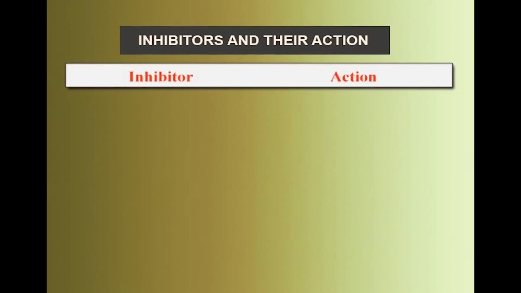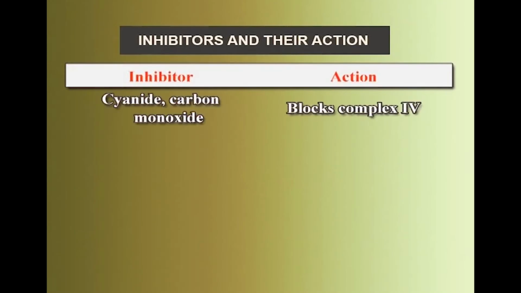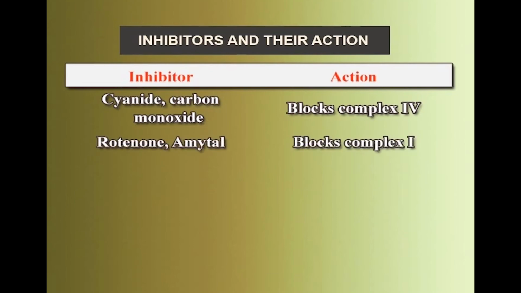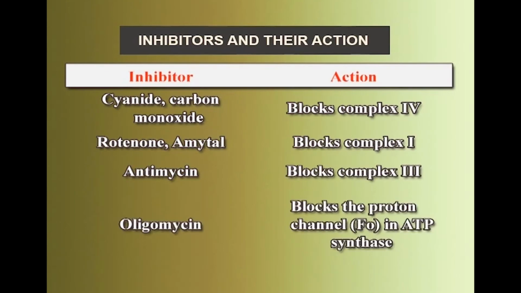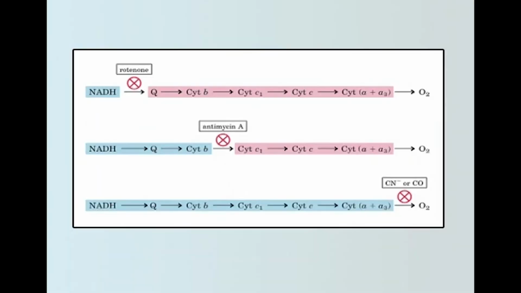Some examples of inhibitors and what their action is are shown in this table. It shows that cyanide and carbon monoxide, which we all know are poisons, block complex 4 completely. Rotenone and amytal block complex 1, antimycin blocks complex 3. Oligomycin blocks proton channel F0 in ATP synthase.